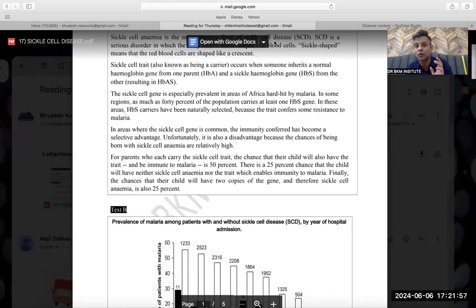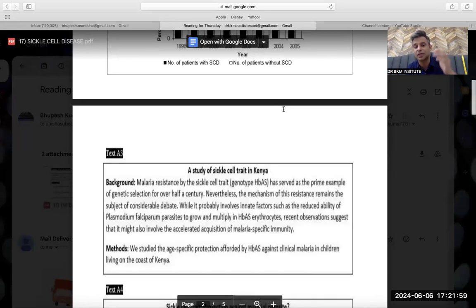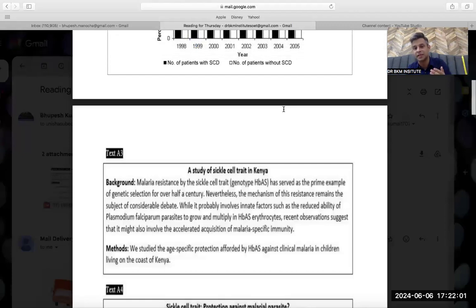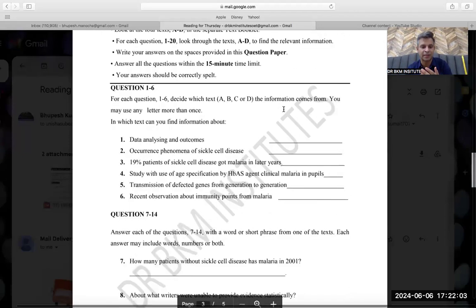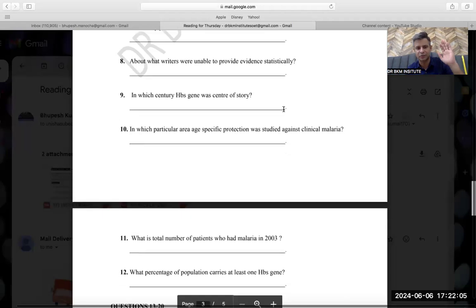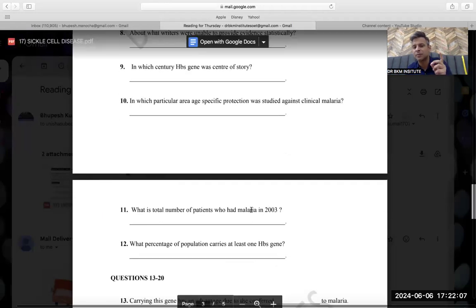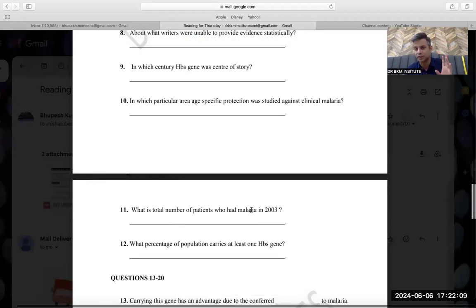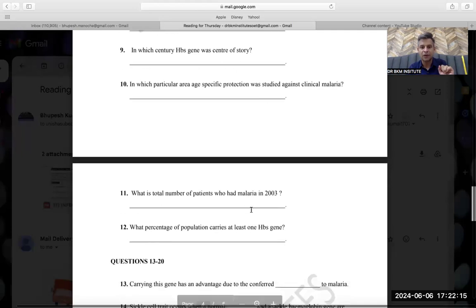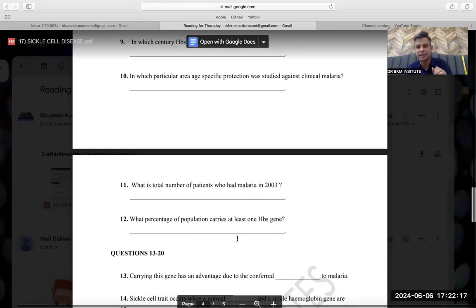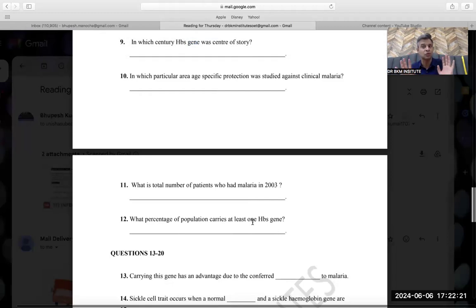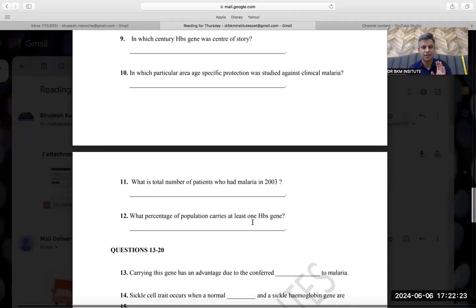If I do not follow the strategy and start from question number 8, I am always going through A, B, C, D. Suppose I take a random question: what is the total number of patients who had malaria in 2003? Most probably B, because years were given. What percentage of the population carries at least one HBS gene? Most probably A. I'm not sure, but most probably A.